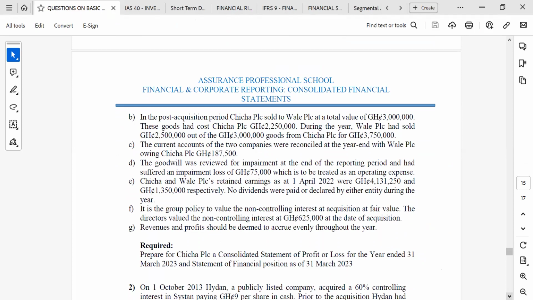The current accounts of the two companies were reconciled at the year end with Wale PLC owing Shisha PLC 187,500 Ghana cedis. Okay. What is the meaning of that? Receivables. Is it that the current accounts of the two companies were reconciled at the year end with Wale PLC owing Shisha PLC 187,500?